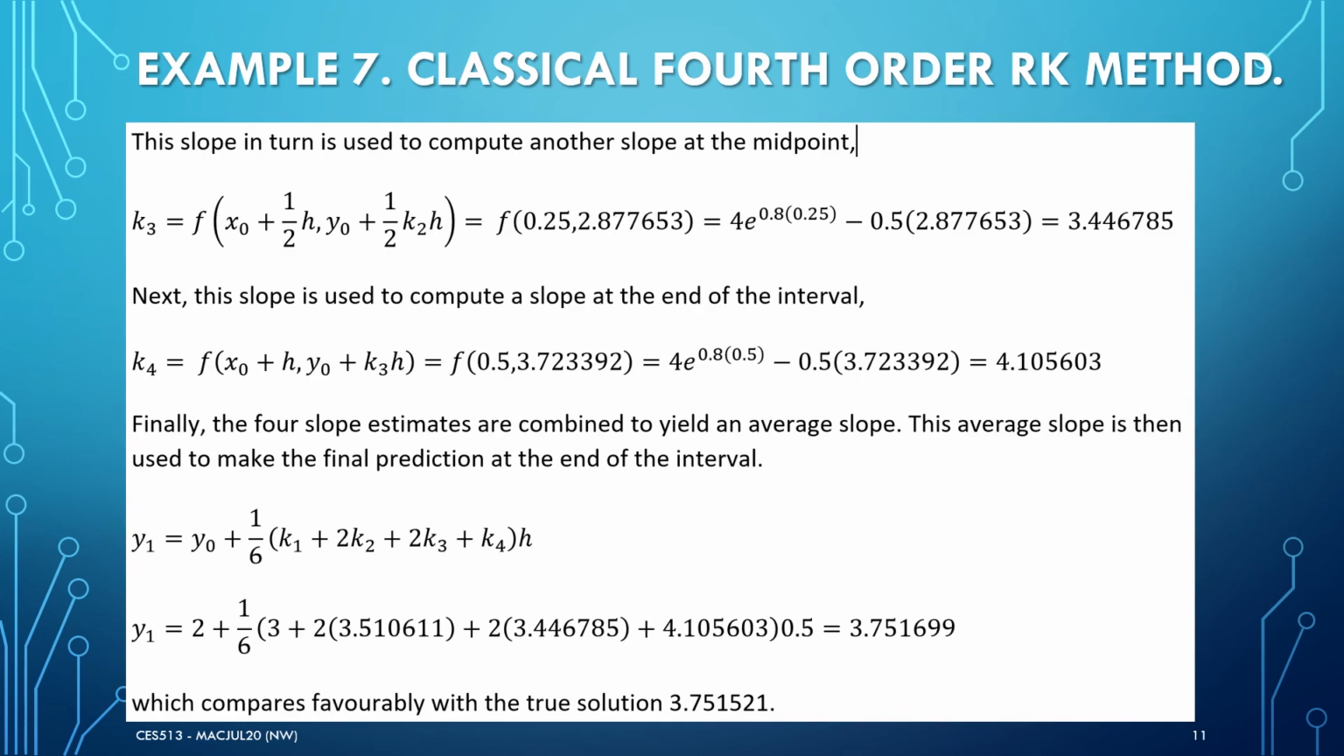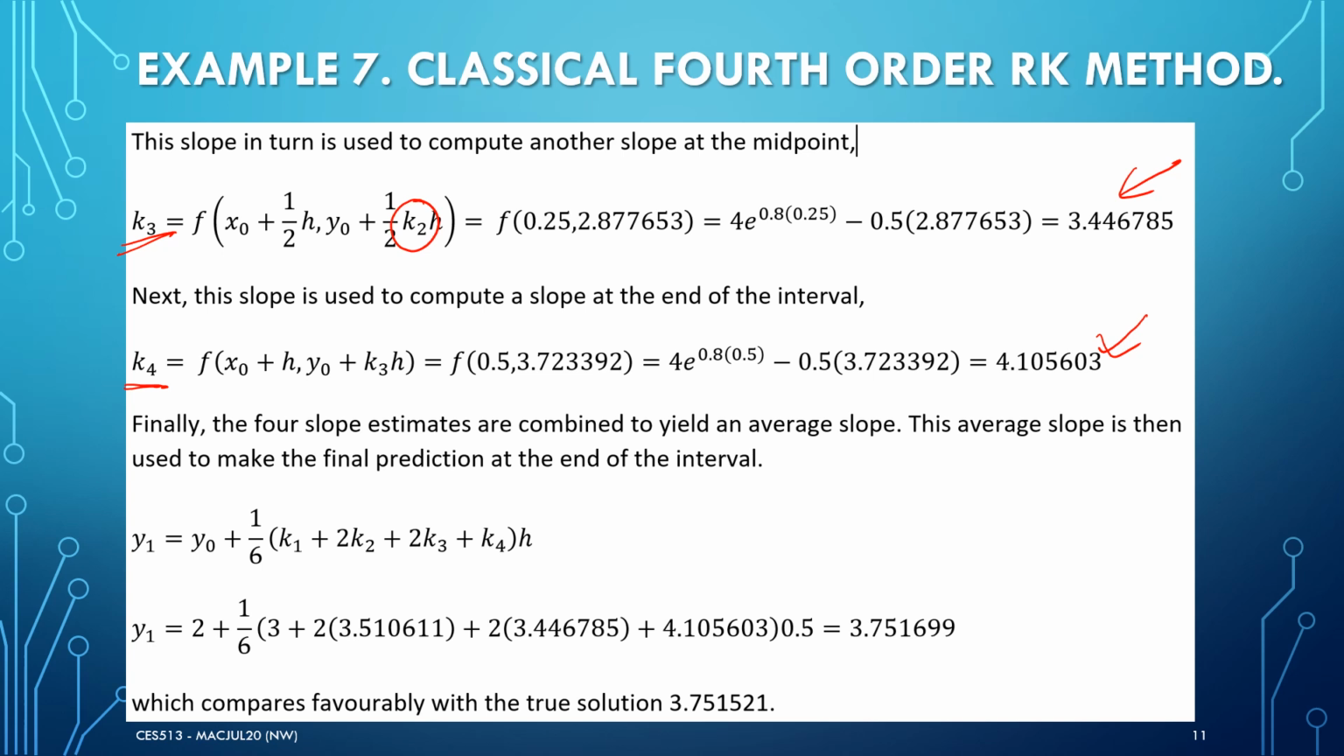This k2 slope in turn is used to compute another slope at the midpoint, which is k3. Notice here we have k2 in the k3 equation. After doing the calculation, we get k3 equal to 3.446785. Next, this slope of k3 is used to compute a slope at the end of the interval, which is k4. So k4 from this calculation is equal to 4.105603.